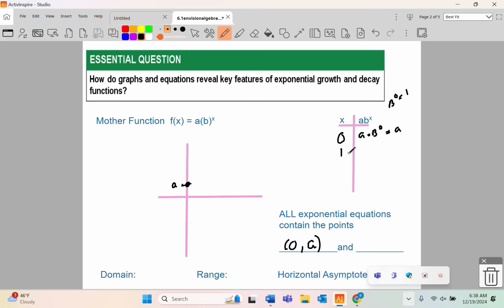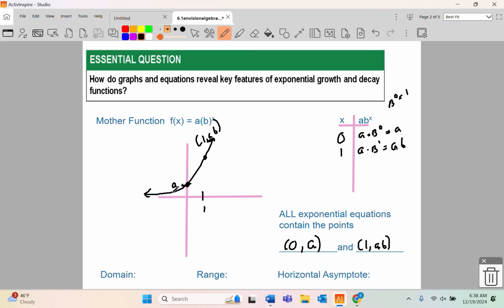If I throw a 1 at this thing, I would have a times b to the first, which is just ab. So 1, and then we have some point (1, ab). Kind of weird how that is, just no numbers really. What is that? You have a new mom function, which means your next graphing quiz is going to have this guy on here. And that's what it looks like.